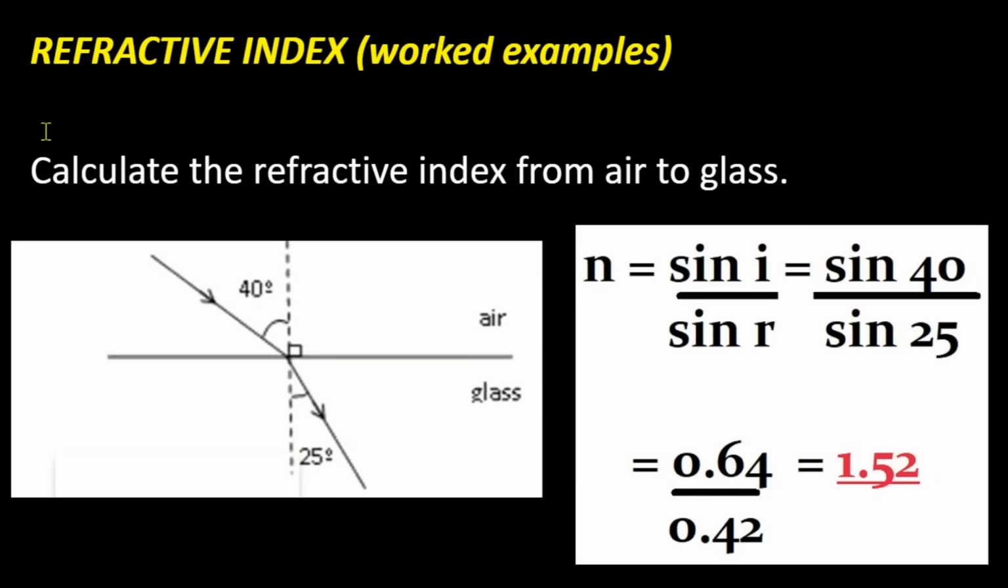Here we have a worked example for refractive index. Calculate the refractive index from air to glass. Above here, we can see the angle of incidence in the air is 40 degrees, and as it bends towards the normal to the glass, the angle of refraction is 25 degrees.